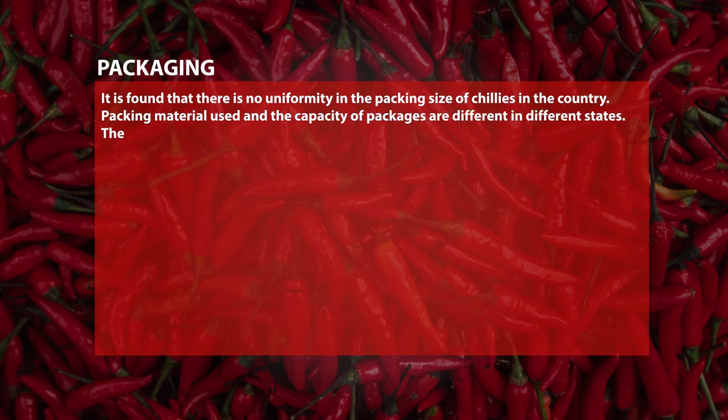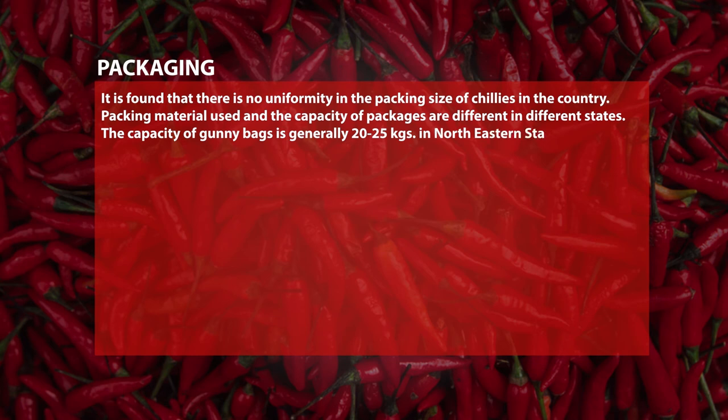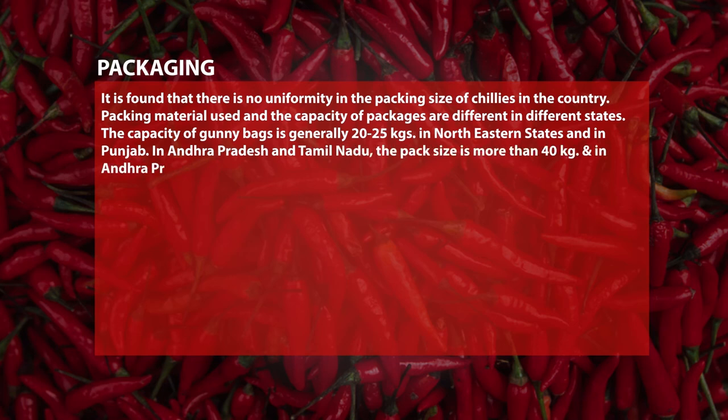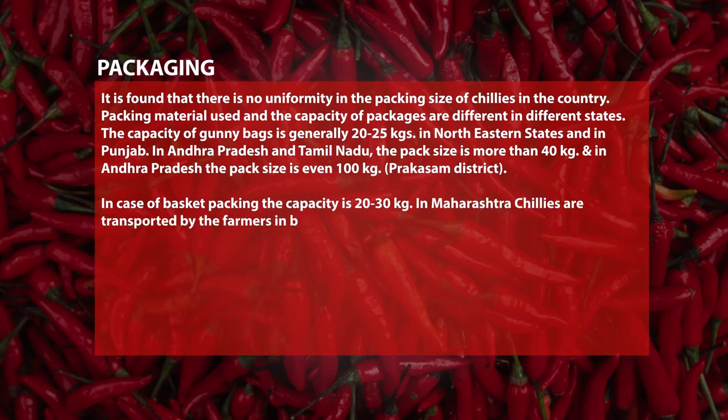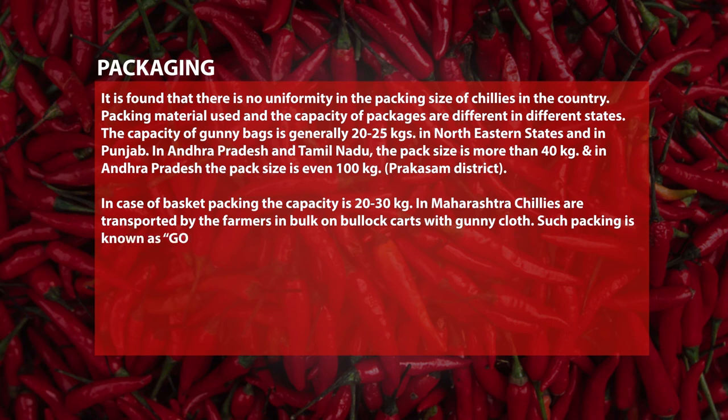The capacity of gunny bag is generally 20 to 25 kgs in northeastern states and in Punjab. In Andhra Pradesh and Tamil Nadu, the pack size is more than 40 kgs, and in Andhra Pradesh, the pack size is even 100 kg, in Prakasam district. In case of basket packing, the capacity is 20 to 30 kg. In Maharashtra, chilies are transported by farmers in bulk on bullock carts with gunny cloths. Such packing is known as gaunt, with 400 to 500 kg capacity.